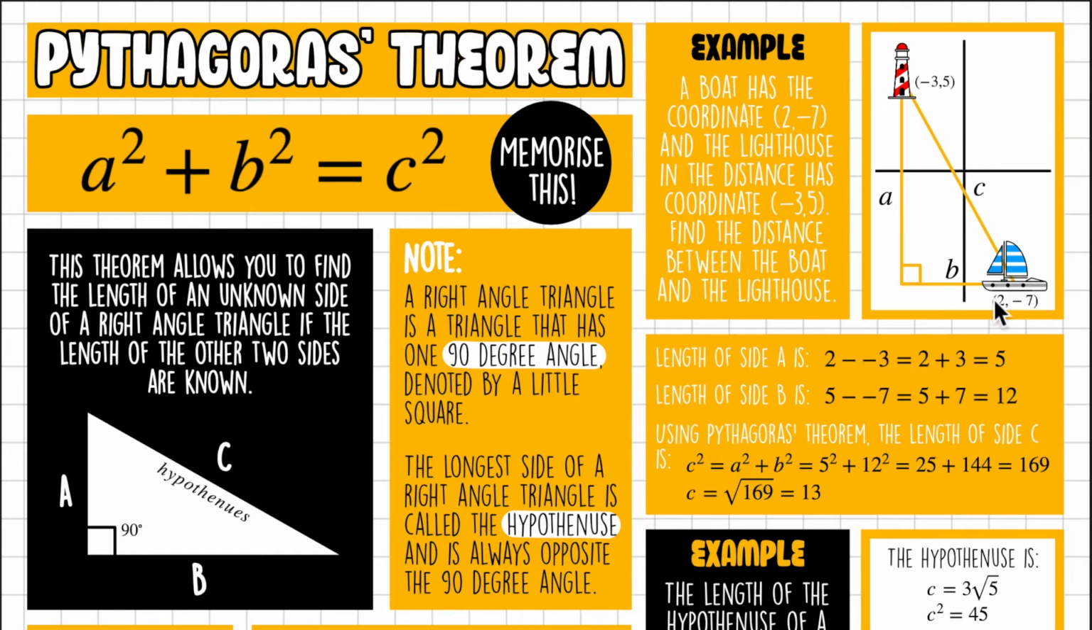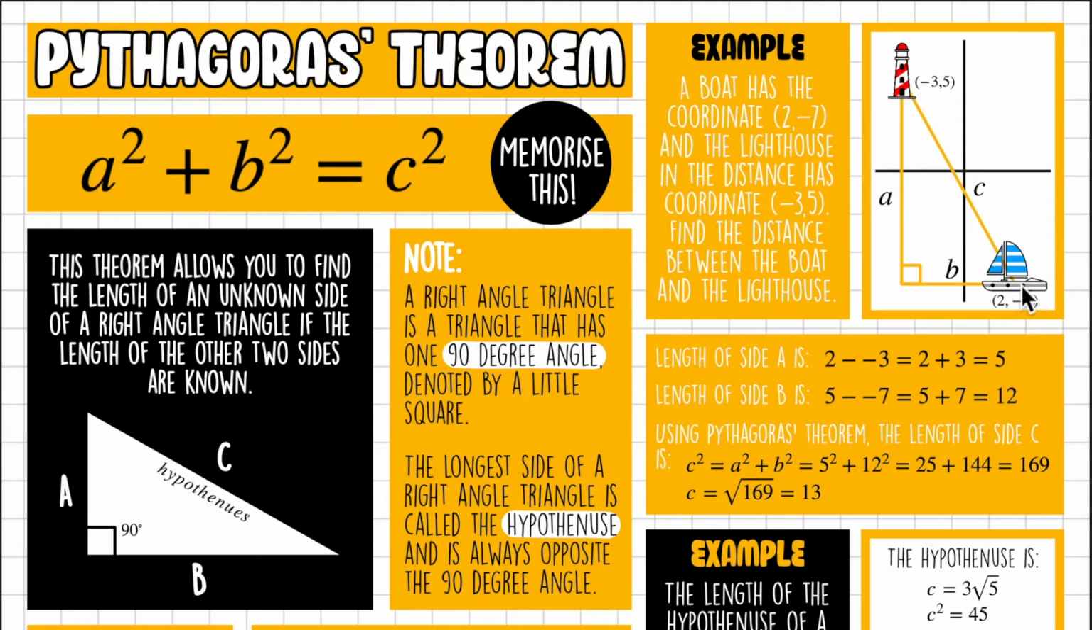Here's my boat, and I've put it on a grid system, i.e. I've put it on a graph. That's the y-axis, this is the x-axis, and I've put it roughly down where I think 2 and -7 is. So we've got a boat there. And then the lighthouse, which is at coordinate -3, 5. And we want to find the distance between the boat and the lighthouse, which is this line here.